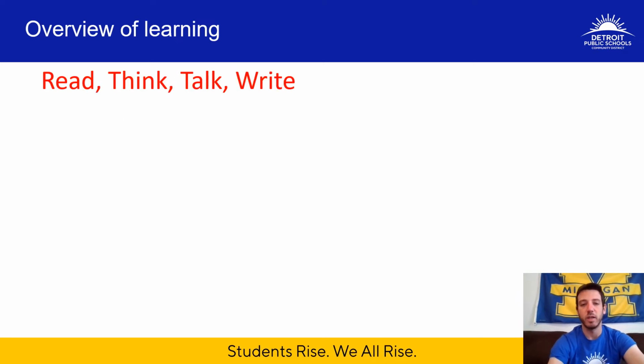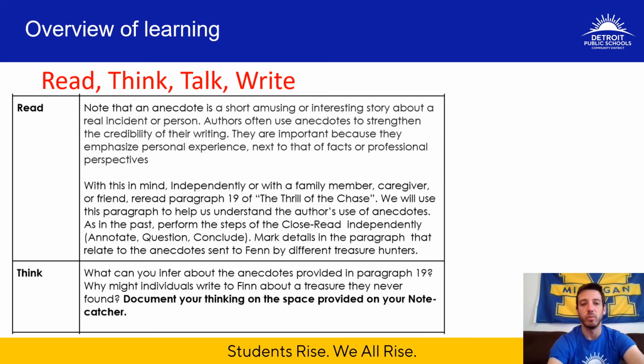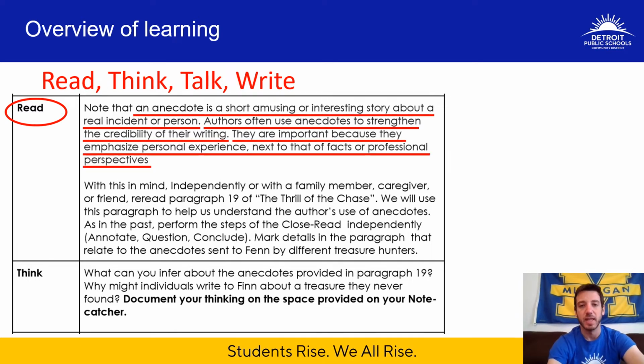So let's talk about what you will be doing with the read, think, talk, write protocol. With read, because it focuses a lot on anecdotes, we want to give you a quick bit of information on anecdotes. It says, note that an anecdote is a short, amusing, or interesting story about a real incident or person. Authors often use anecdotes to strengthen the credibility of the writing. They are important because they emphasize personal experience next to that of facts or professional perspectives. So really an anecdote is just a short, amusing story about an incident or person, and they're basically used to strengthen the credibility of the writing because they're not necessarily facts, but personal examples to back up facts.